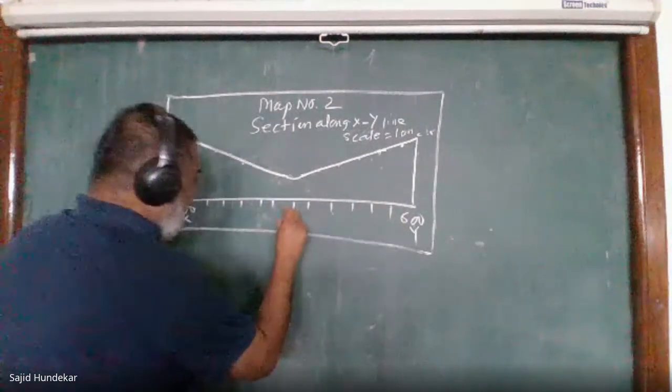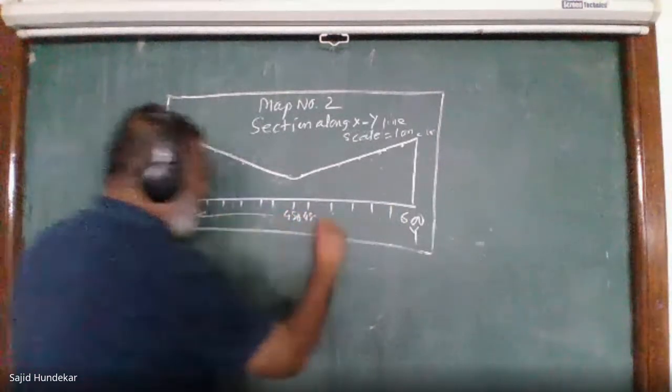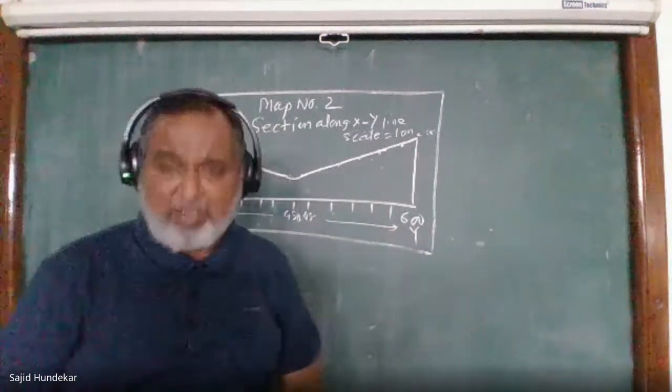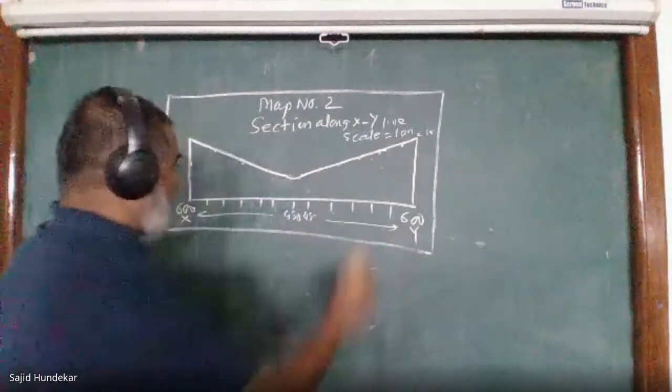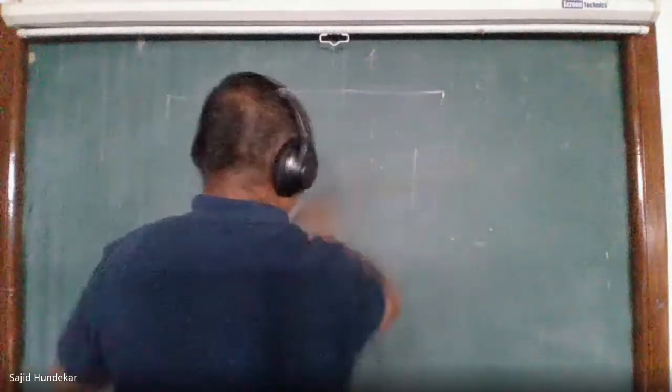So 480 in the center, 480 center, and it will go on increasing in this direction. Simply, this is the way you have to draw the section of map number 2. Now, map number 3. The map number 3 is also the same. When we have the V-shaped valleys, there also the same thing is happening.